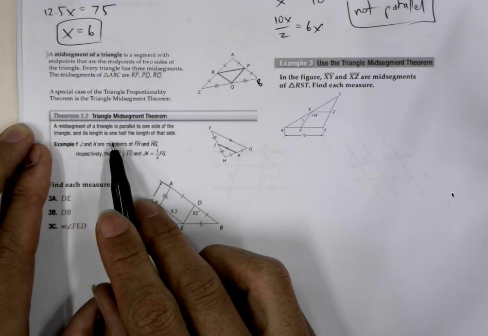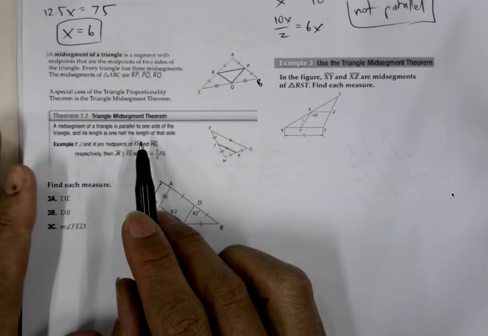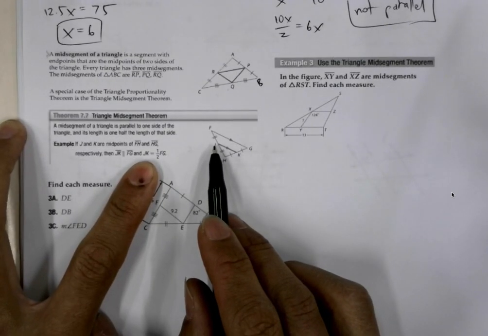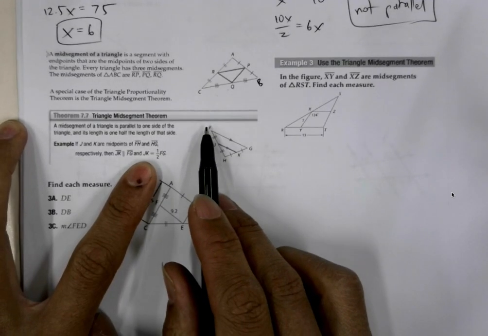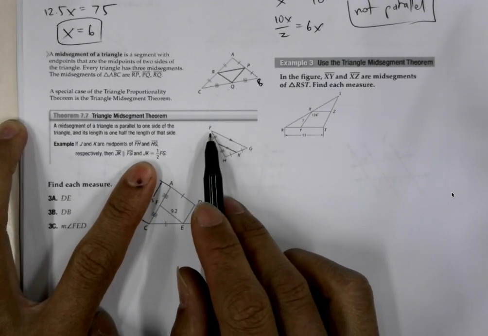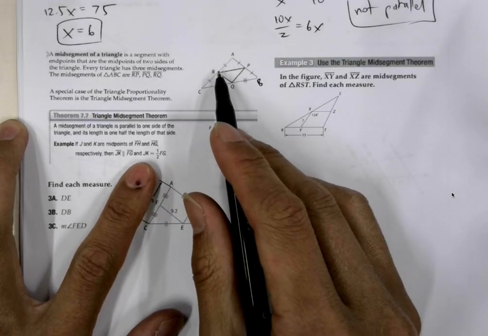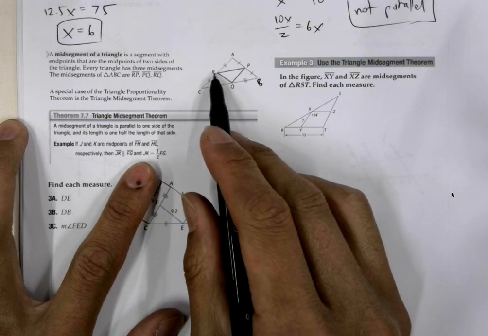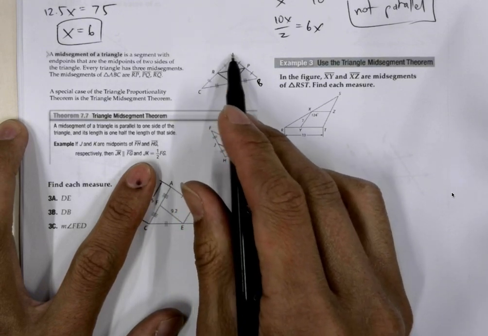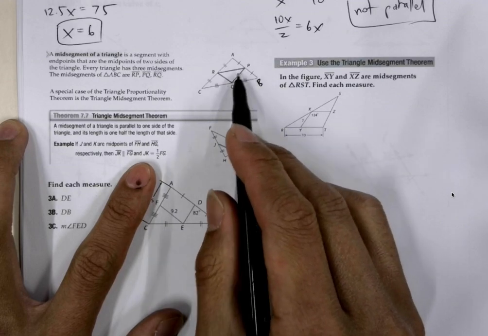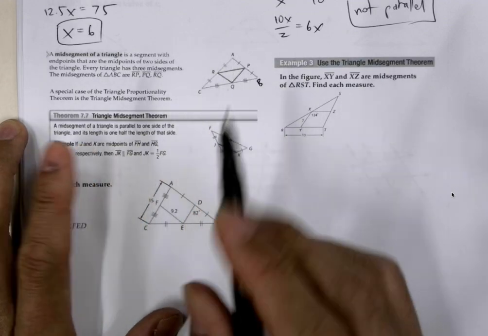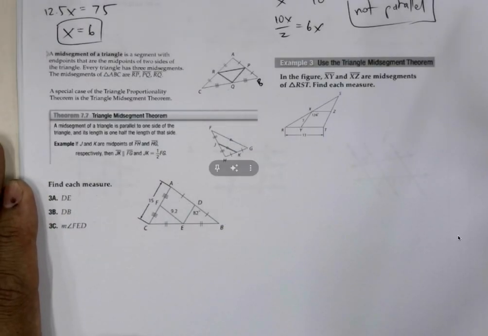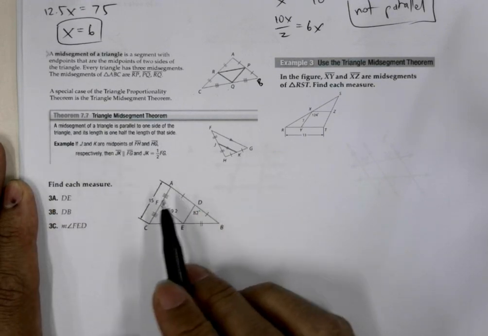You can also say that its length is 1/2 the length of that side. So in this case here in the example, JK is equal to half of the length of FG. In this example up here, RP is equal to 1/2 the length of CB. RQ is equal to 1/2 the length of AB. And QP is equal to 1/2 the length of AC. Okay, so we're going to use that to solve some of these problems, right?